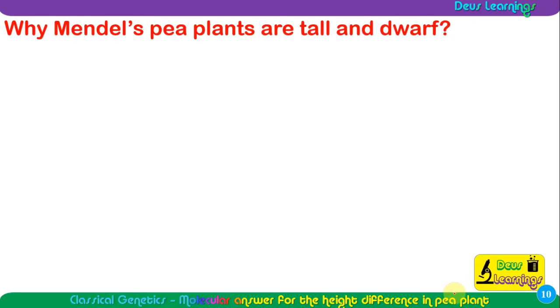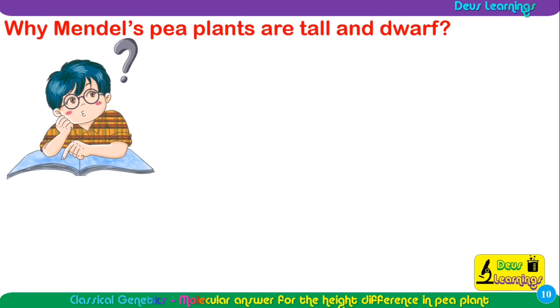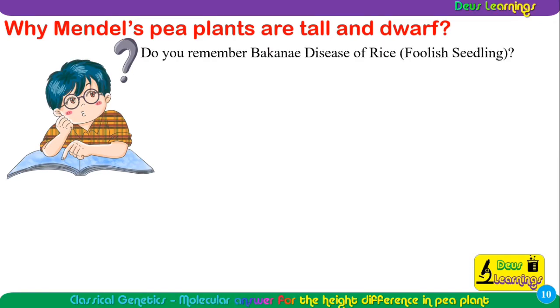Then why are Mendel's pea plants tall and dwarf? That's a good question. I also used to puzzle over why some plants are tall and some plants are dwarf. Before trying to understand, I want to take you back to a chapter called Growth and Development in Plants. If you remember that chapter, there was a term, Bakanae disease. The Japanese farmers saw some rice seedlings which were very tall. Do you remember why it happened? Let's see how they look.